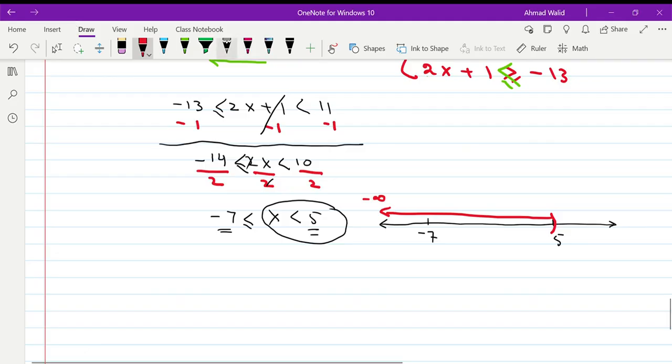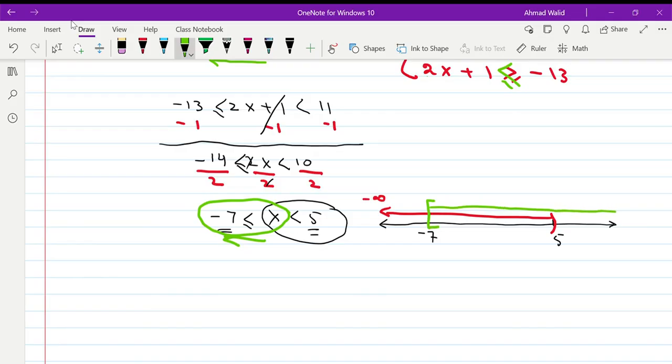Now, read the second inequality, this part. But please read it from the variable side. Read it this way: x greater than or equal to negative 7. For greater than or equal, you use a bracket. Of course, greater is your right side. To where? To positive infinity.